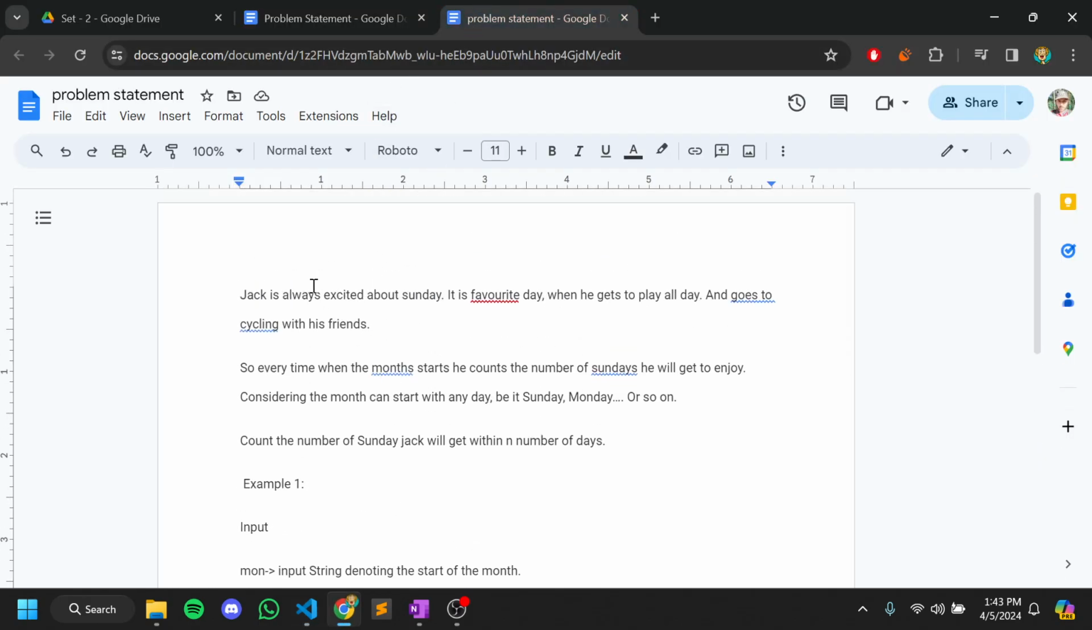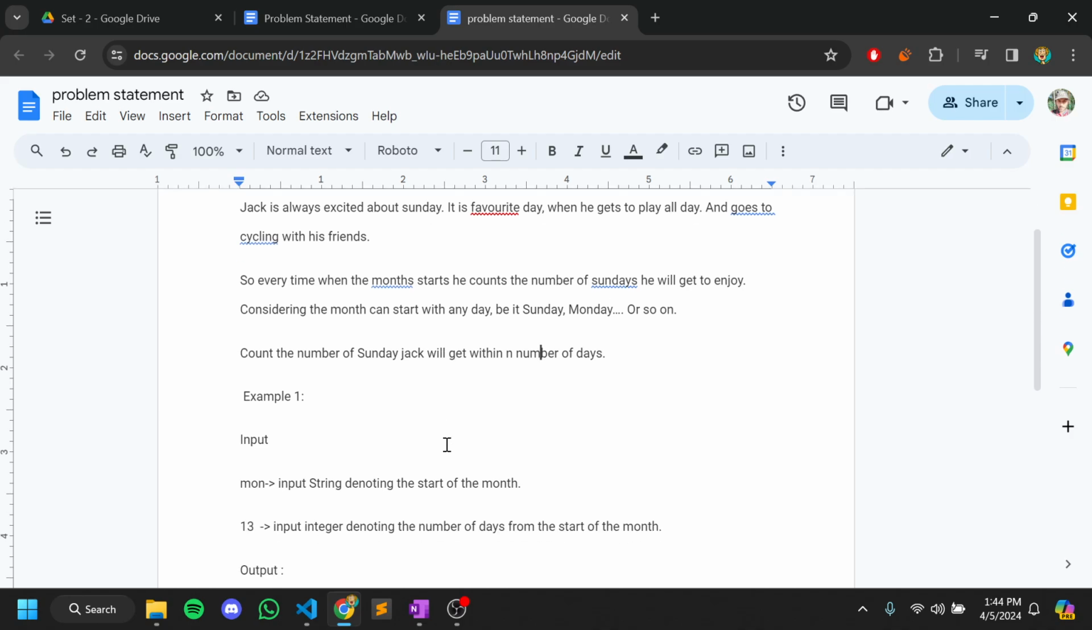So Jack is always excited about Sunday. It is his favorite day when he gets to play all day and goes cycling with his friends. So every time when the month starts, he counts the number of Sundays he will get to enjoy. Considering the month can start with any day, be it Sunday, Monday, or so on, count the number of Sundays Jack will get within n number of days.